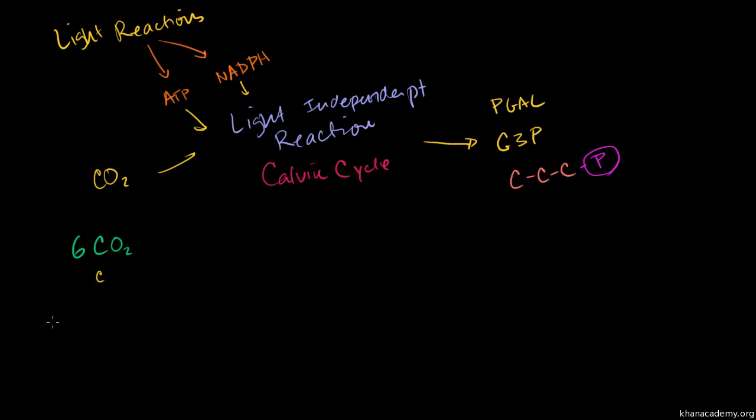I'm not showing you the oxygens on here. And what happens is the 6 CO2s essentially react with, and I'll talk a little bit about this reaction in a second, 6 molecules of this molecule, which looks a little strange to you. You could call it RuBP, short for ribulose bisphosphate, sometimes called ribulose 1,5-bisphosphate. And the reason it's called that is because it's a 5-carbon molecule, so 3, 4, 5.